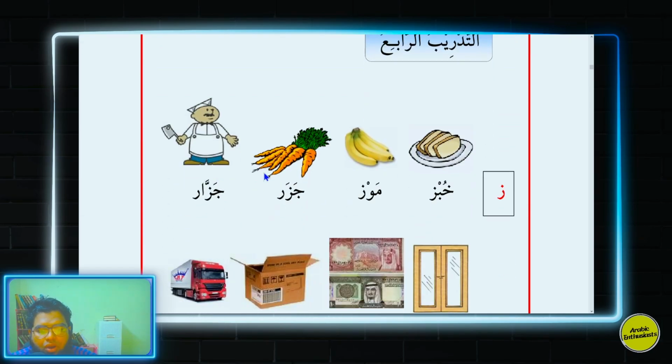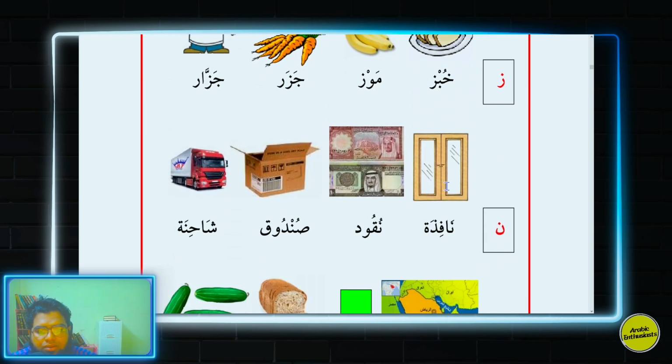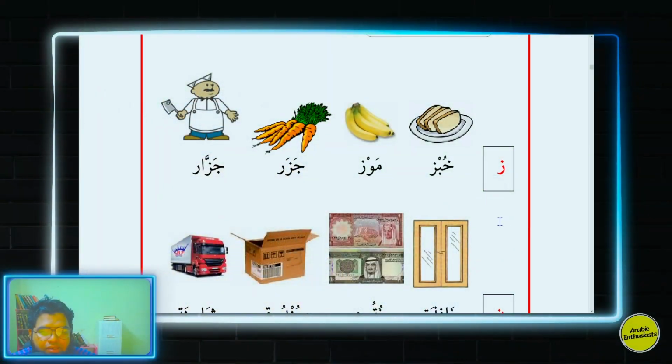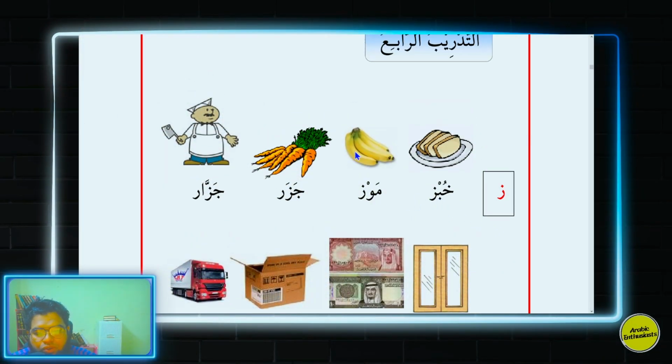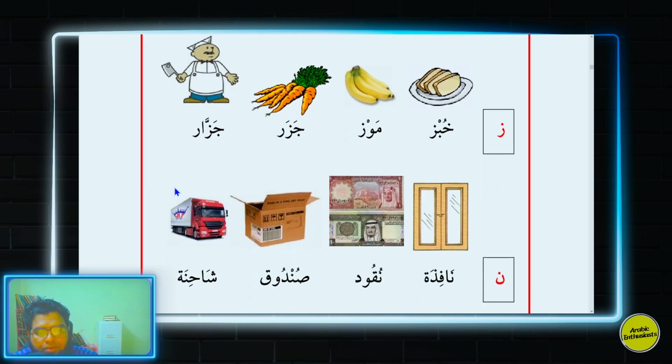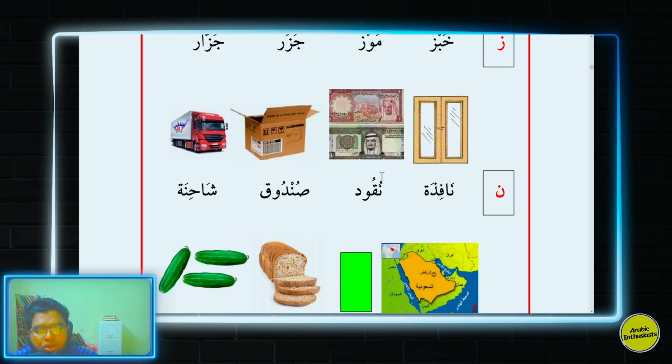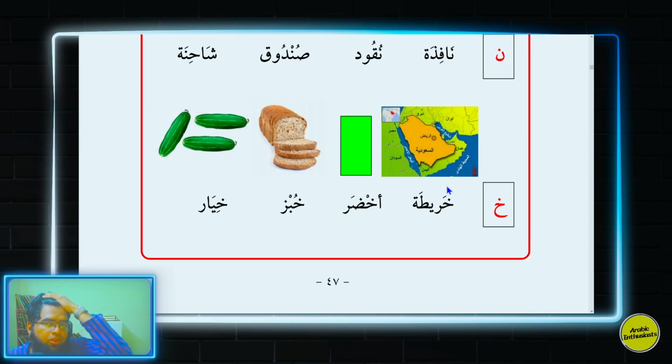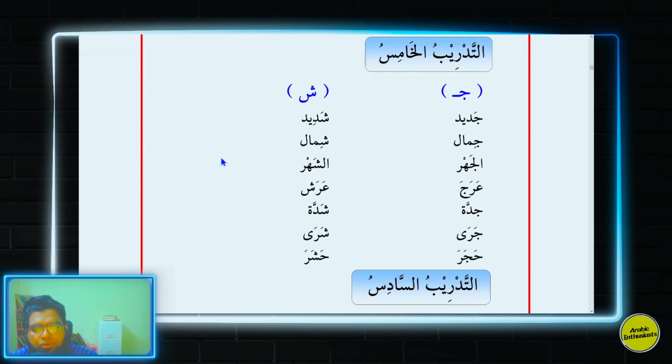All right. Tadrib al-rabi'. He wants practice of zai and noon and kha, some letter practice, and some vocabulary also from previous units. Khubzun, bread. Mouse, banana. Jazar, carrot. Nafida, window. Nuqud, money. Sunduq, box. Shahina, truck. خريطة map. أخضر green. خبز bread. خيار is cucumber.